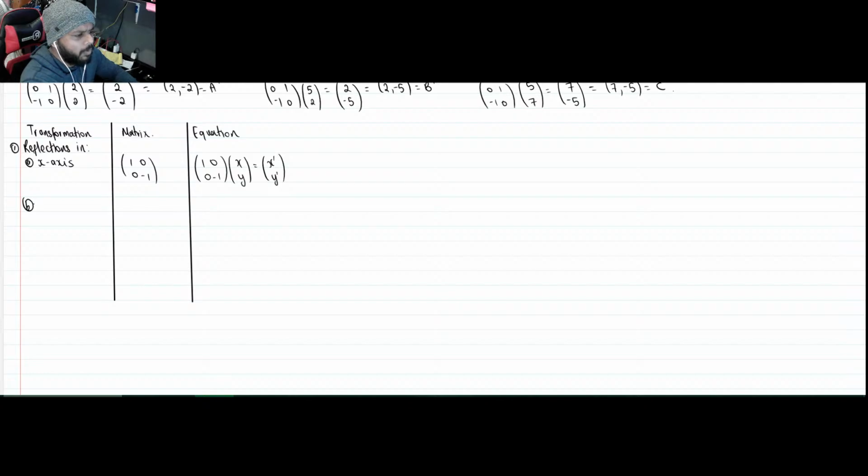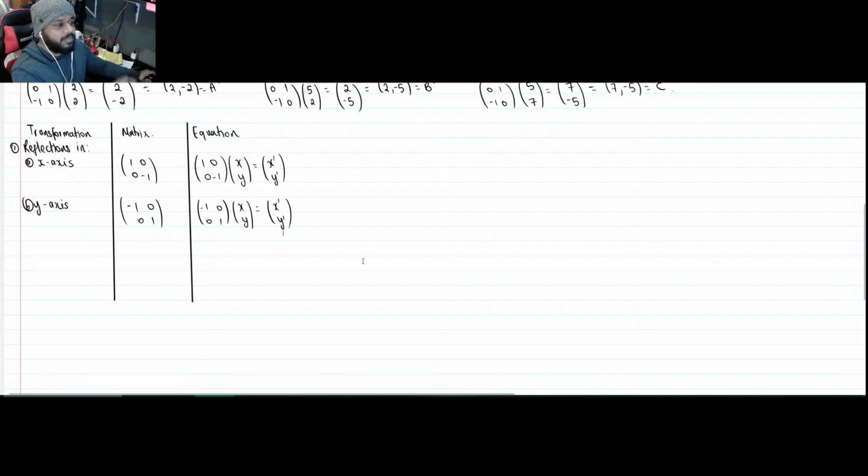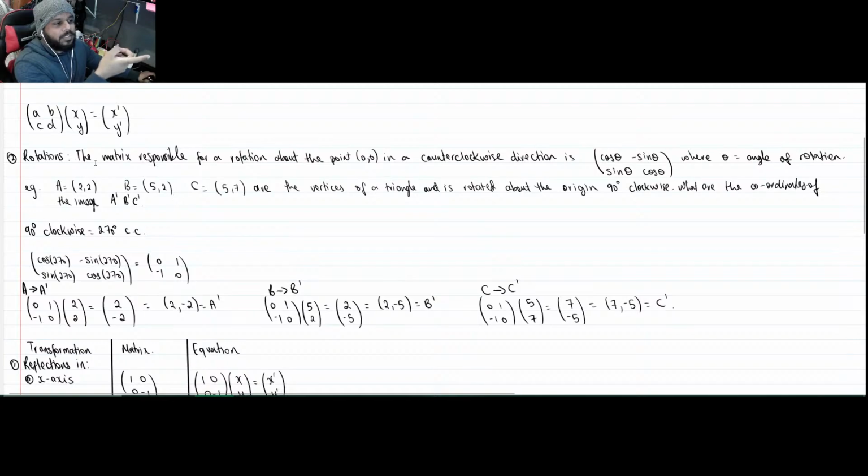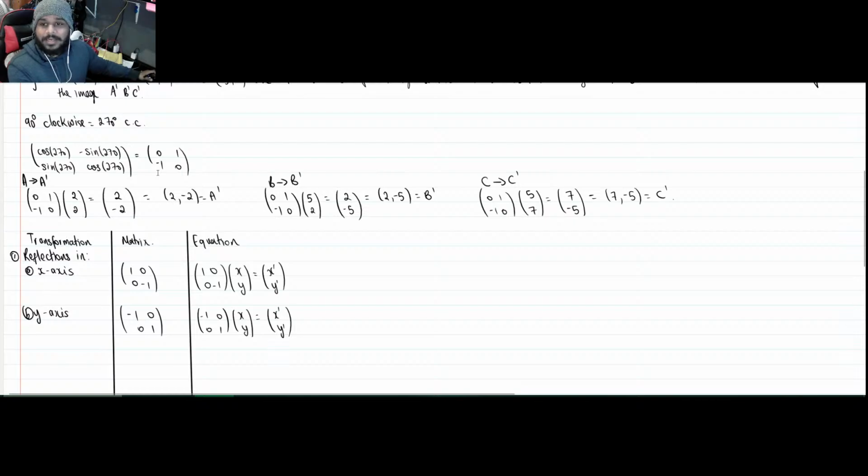Part B, we have a reflection in the y-axis. A reflection in the y-axis will be determined by minus 1, 0, 0, 1. Minus 1, 0, 0, 1 by the object point will give me my image point. It follows the same examples above. So if I have the same triangle being reflected in the x-axis, then I will use this matrix instead of this matrix here. So my calculations will be a little bit different.